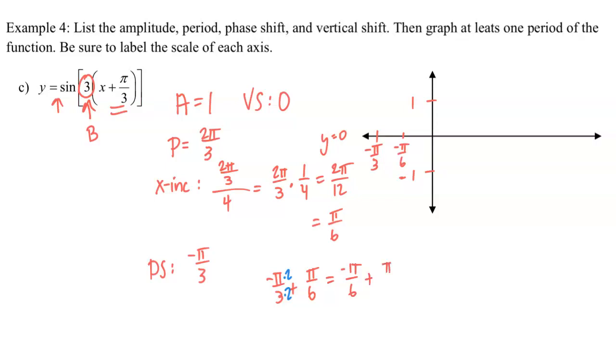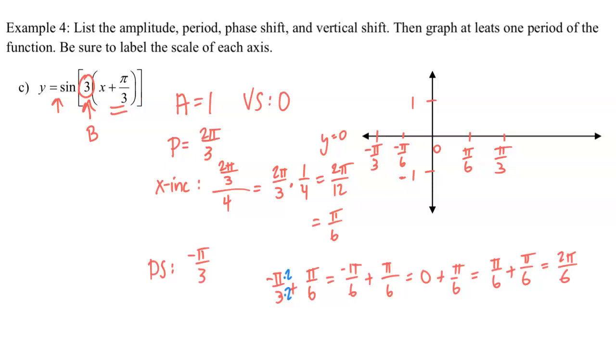Now, things start to get easy from there, because if I add another x increment, that's going to give me 0. If I add another x increment, 0 plus pi over 6 is going to give me pi over 6. That's my fourth point. And then one more x increment of pi over 6 is going to give me 2 pi over 6, which of course will reduce to 1 pi over 3.